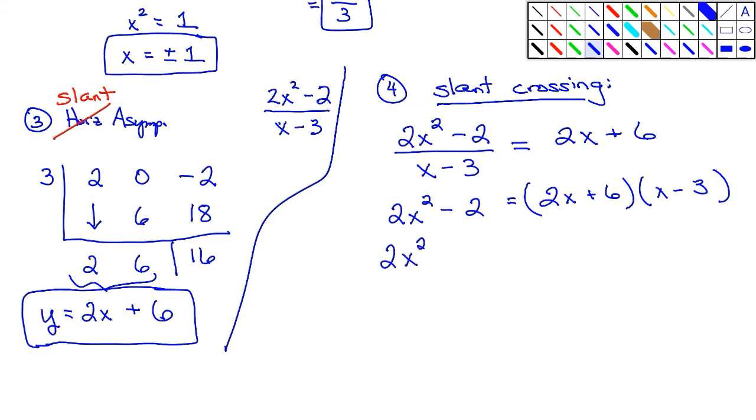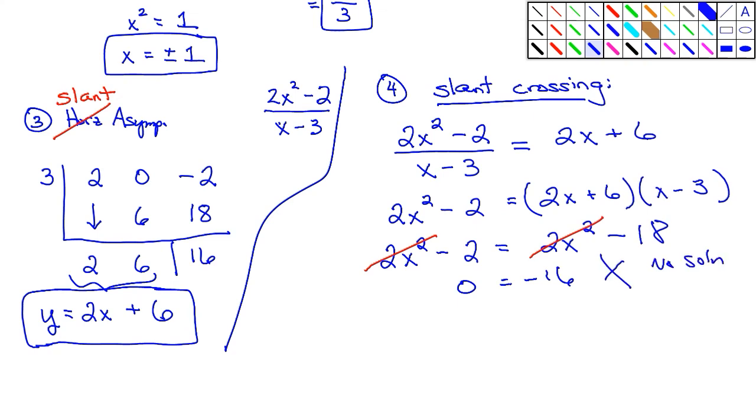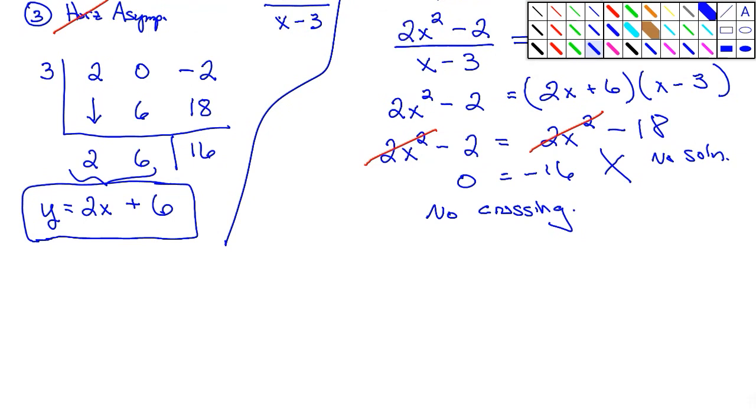Multiply out the right side, and the right side becomes 2x squared minus 18. The middle terms cancel. The 2x squareds cancel, and that leaves me with 0 equals negative 16, which is false, which means there's no solution, which means there is no crossing of the slant asymptote. So this graph is always on one side or another of the slant asymptote, depending on how it's affected by a vertical asymptote and such. But it'll never cross through the slant asymptote.